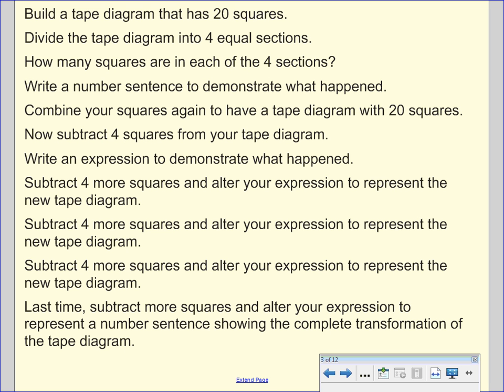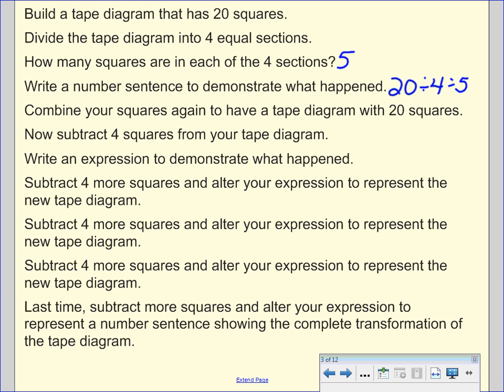So what number sentence would that be? How would we write that as a number sentence? Right. 20 divided by 4. And what is your quotient? How many were in each group? 5. Boys and girls, please listen.